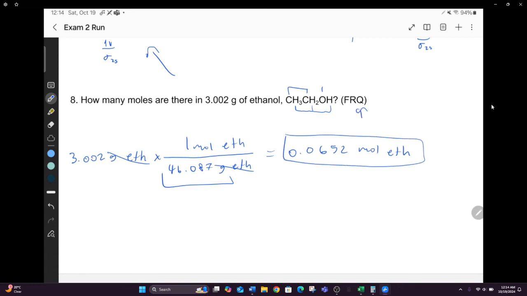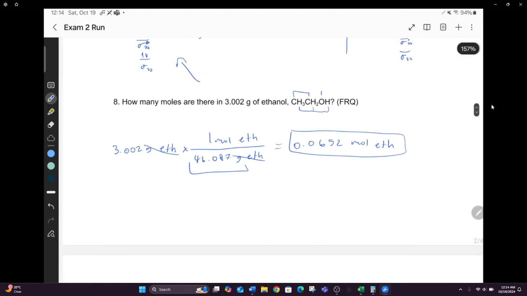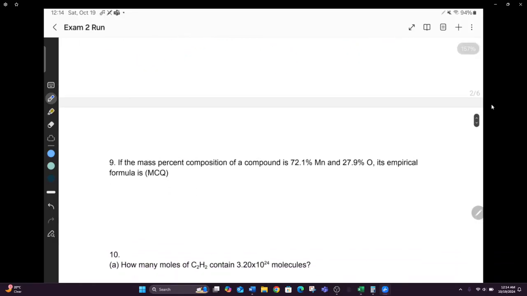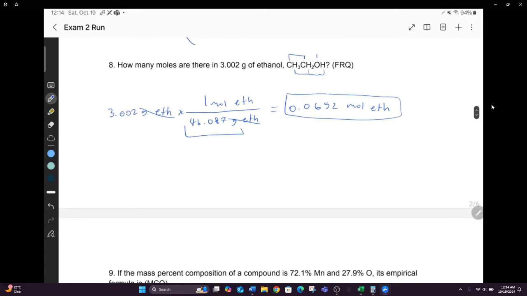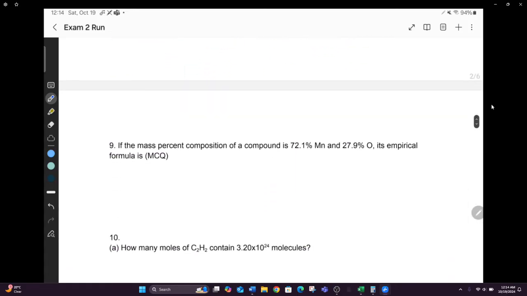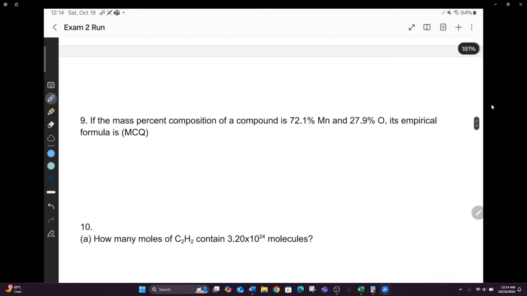As you can see, it's a free response question, so you have to type in this number, 0.0652. Good question, and further questions will build on this idea. You'll see. 9. If the mass percent composition of a compound is 72.1% manganese and 27.9% oxygen, its empirical formula is blank.